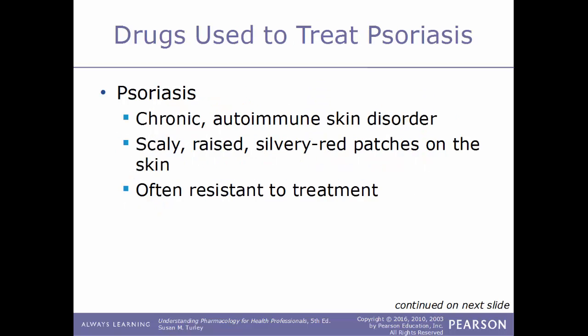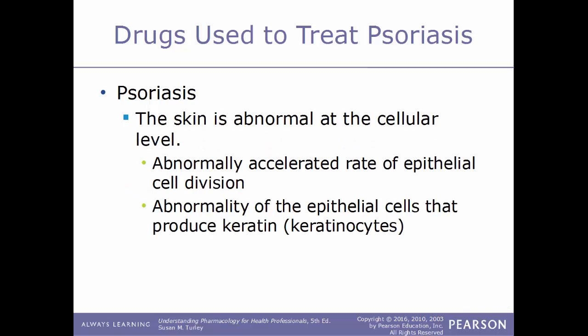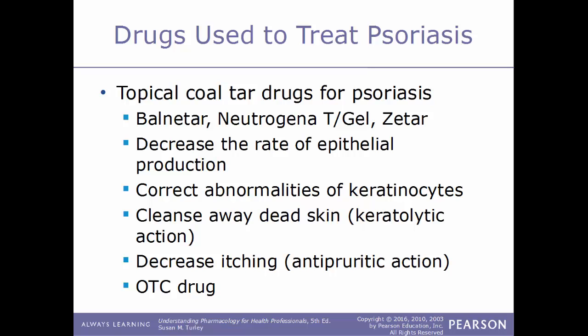Now we'll move on to drugs that are used to treat psoriasis. Psoriasis is a chronic autoimmune skin disorder. It's characterized by having scaly and raised and silvery red patches on the skin, and it's often resistant to treatment. And in this condition, the skin is abnormal at the cellular level. There's an abnormally accelerated rate of epithelial cell division, and this abnormality of these cells causes the cells to produce keratin. There are many different kinds of drugs used to treat psoriasis.